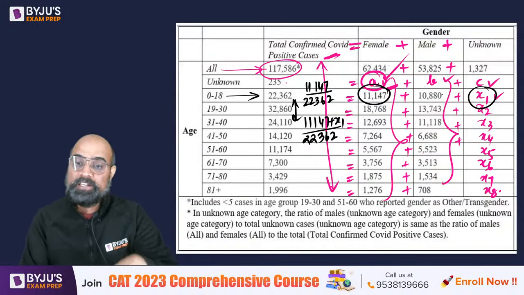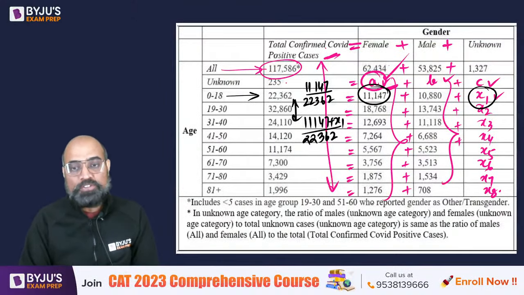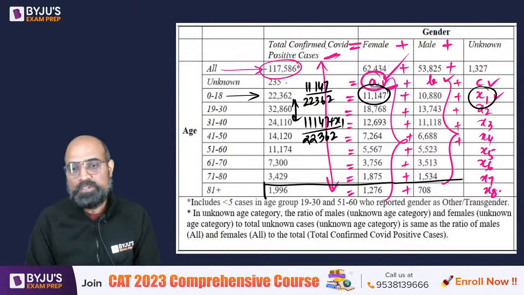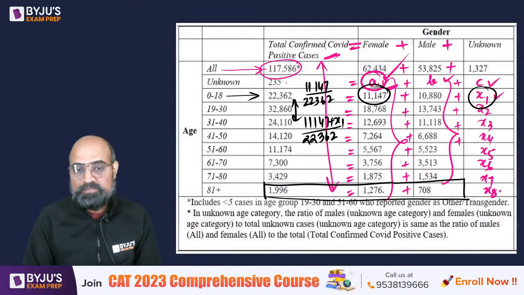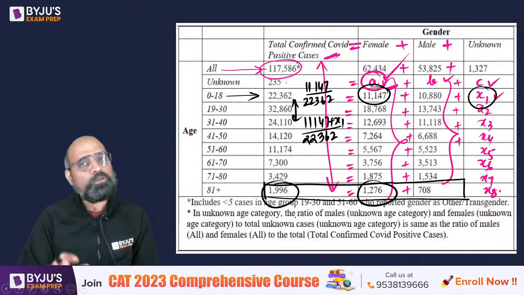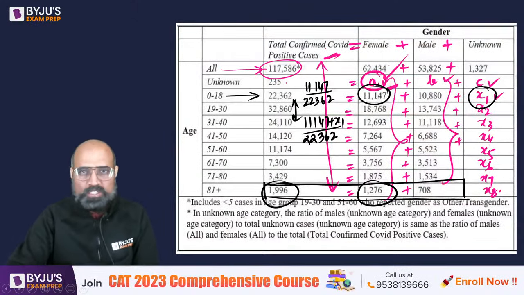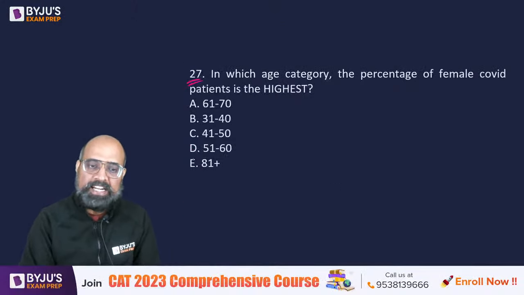You were supposed to calculate all of this. Okay, but if you didn't want to calculate, once you have figured out the data, you will realize it was the best in the case of this particular year. If you don't want to calculate, look at this: 1296, 1996. This is almost 2/3, right? You will not find 2/3 anywhere. It is around half, a little more than half, but 2/3 is nowhere. Okay, so 81 plus is what you are going to get as the answer for this.